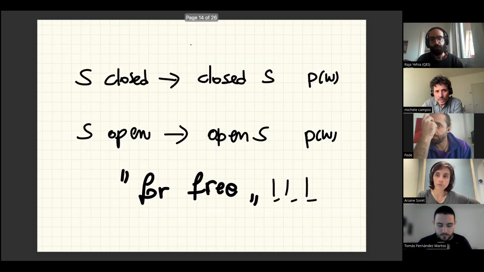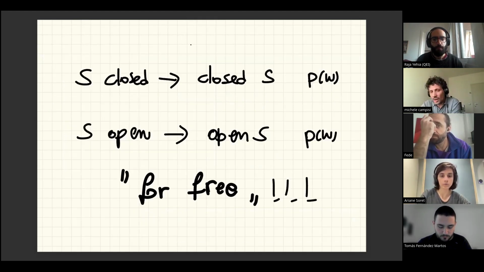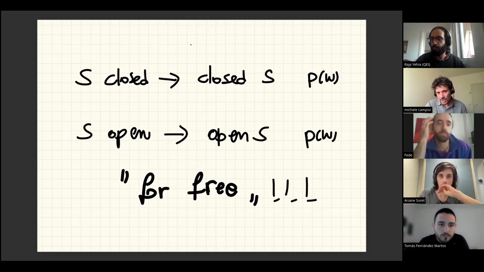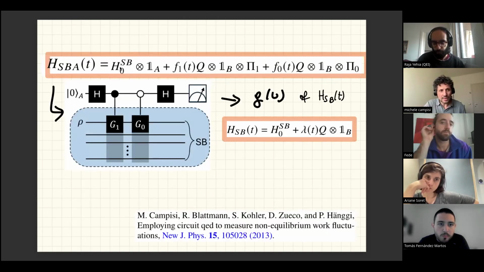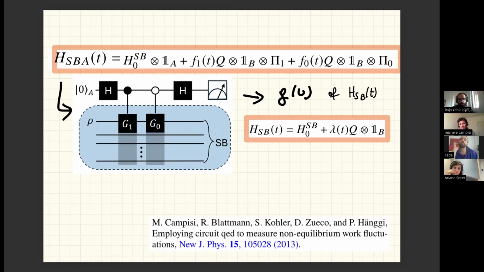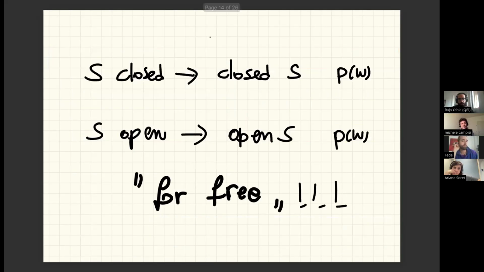So, in other words, if you apply that driving, if your system is closed, you get the closed system work PDF. If your system is open, basically you get the open system work PDF for free. You don't have to do anything. You don't have to know what is the system-bath Hamiltonian. You don't have to know what's the interaction between them. The ancilla doesn't know if the system that it is probing is open or closed. It will just probe whatever is in here. So from the ancilla's perspective, it's just probing some black box. And if the system is open, it will tell you the probability distribution of an open quantum system.